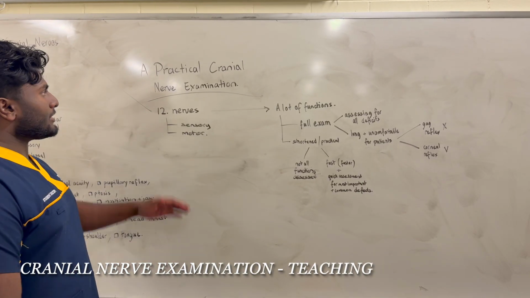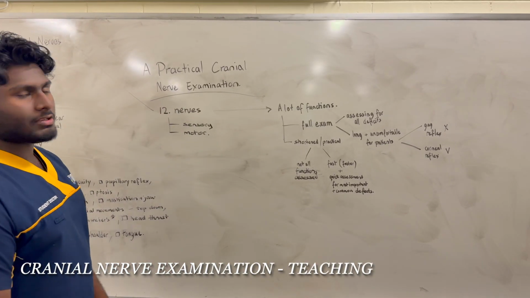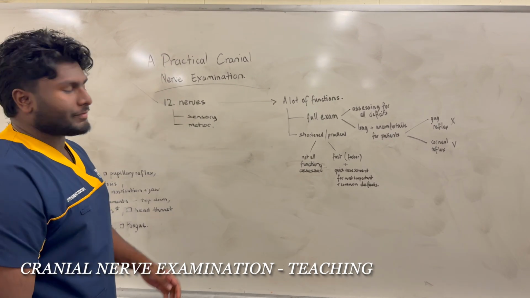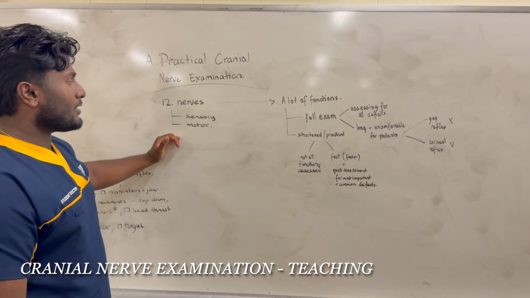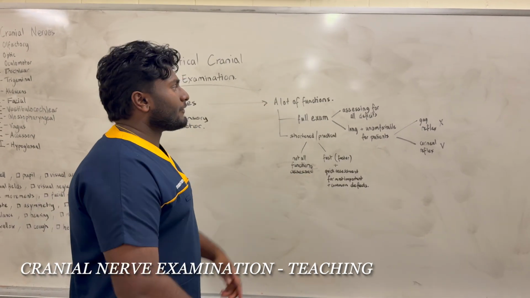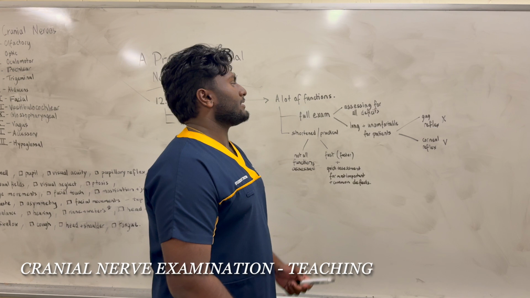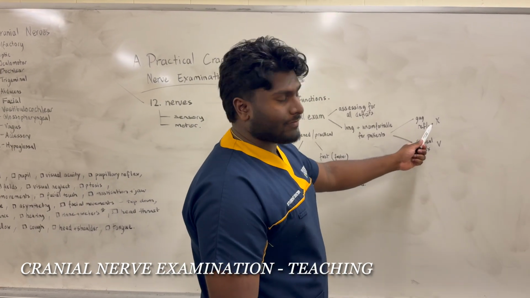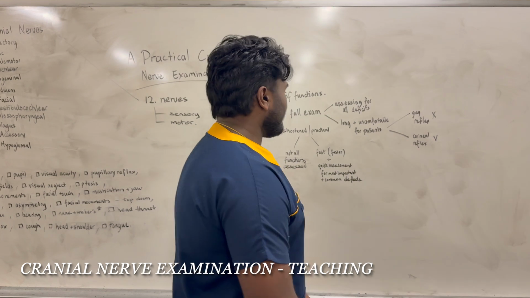So today we're just going to be doing a practical cranial nerve examination guide. As we all know, there's 12 nerves in the cranial nerve examination, covering both sensory and motor nerves, and sometimes both. And these have a lot of functions. For a full exam, they assess for every deficit, and it's very long and quite uncomfortable for patients, with the gag reflex in nerve 10 and the corneal reflex in nerve 5.